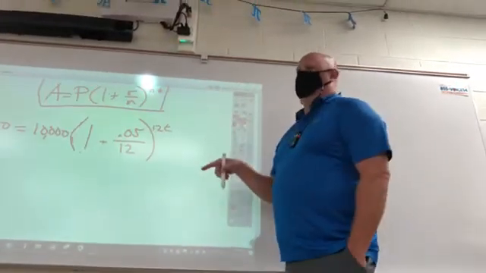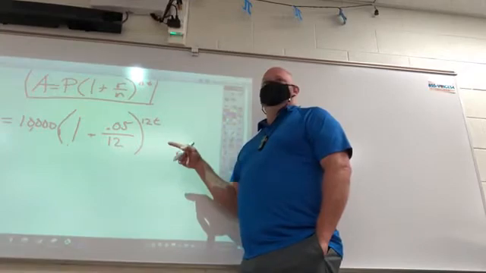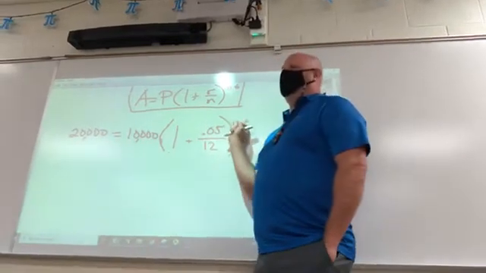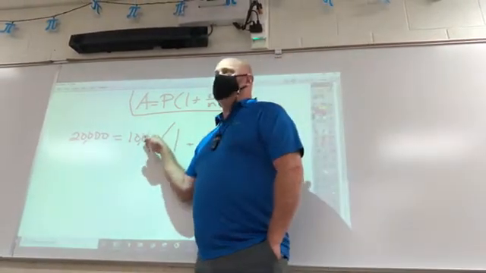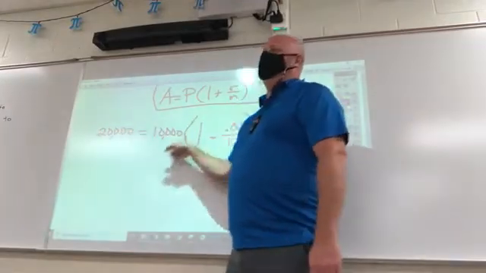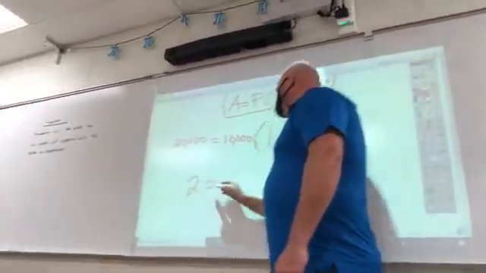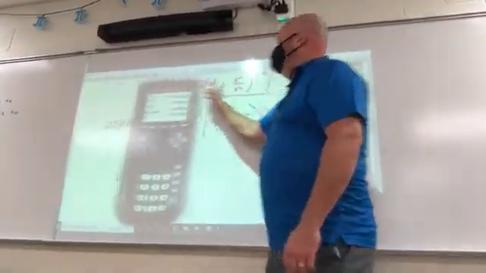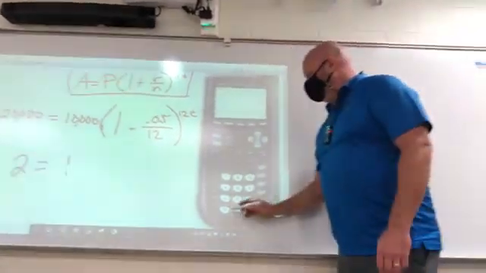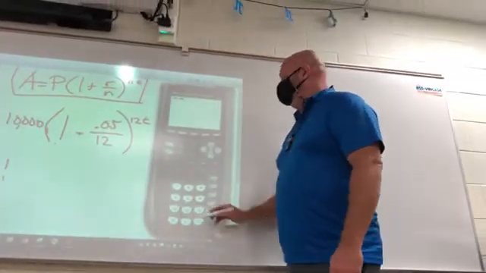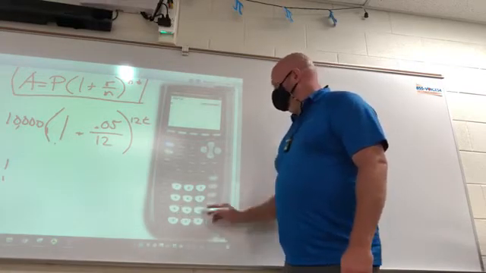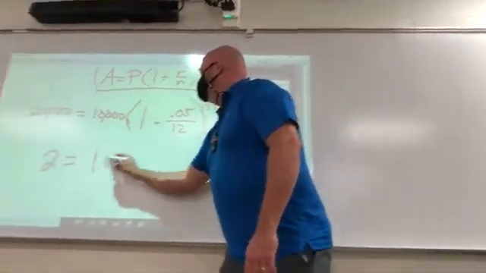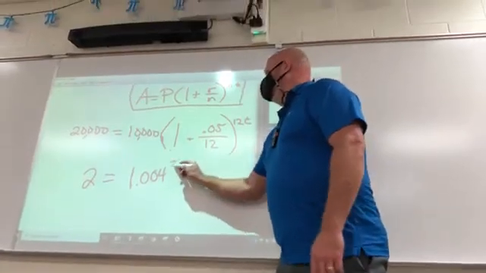Now this one is a little bit harder. How would I solve this? What's the first thing I could do with this 10,000? Remember, I want to get t by itself here. What could I do with this? Divide. What's 20,000 divided by 10,000? 2 equals, well, I can figure out this mess. If I just grab my calculator again, 0.05, divide that by 12, add 1. So I've got 1.004 whatever raised to the 12t power.